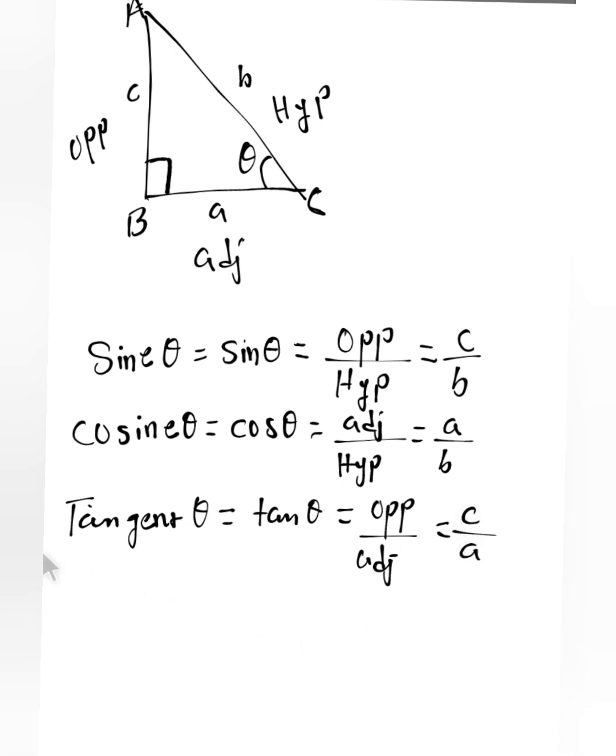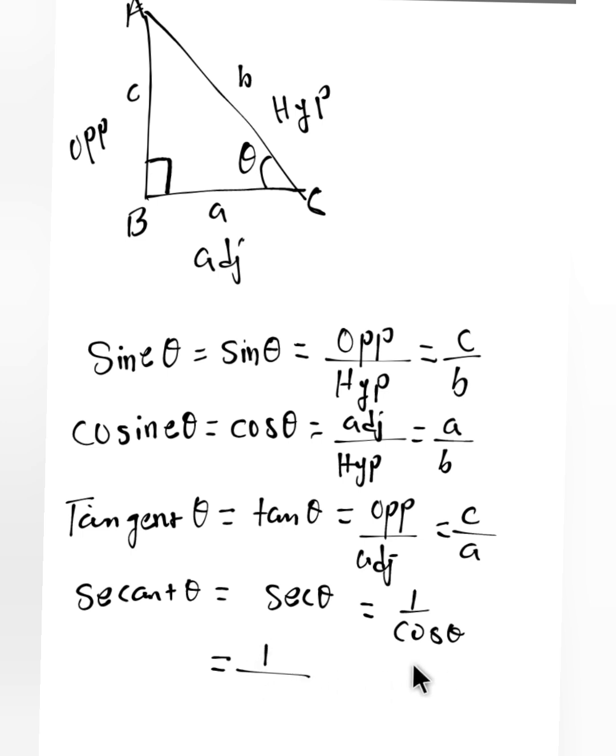We have other trigonometric functions such as the secant, which is represented by sec theta. This is equal to 1 over cos theta. Recall that cosine theta is a over b. So we can substitute a over b for cos theta, 1 over a over b. This will be equal to b over a.